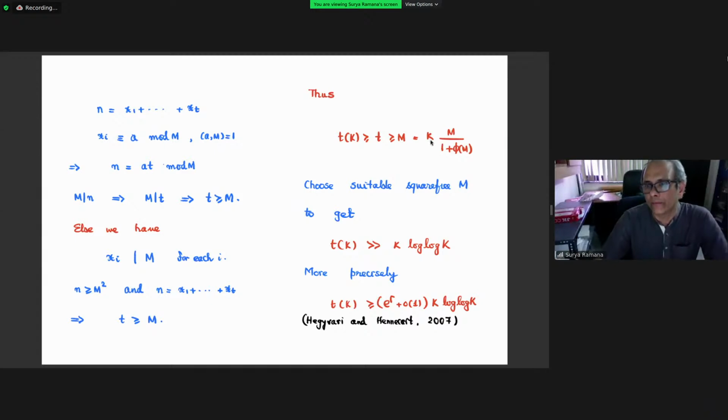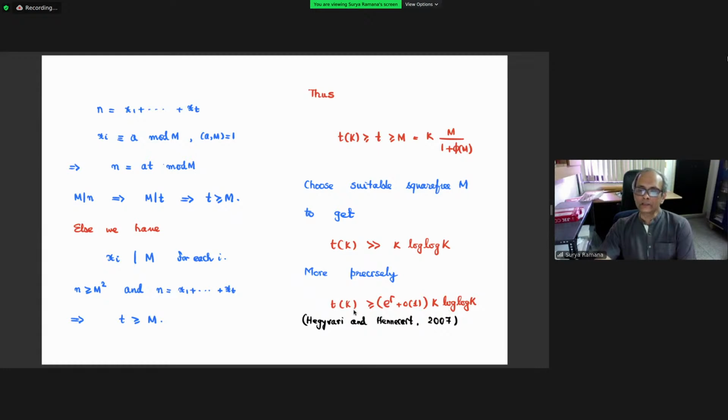And since, of course, we can write m as k times m over 1 plus phi(m), because 1 plus phi(m) is the definition of k, and then you choose a suitable squarefree m dependent on k, you can see that t_k is at least k log k. Okay, you can make a more refined calculation, and indeed this is what Egami and Enkar did in the first paper written on the subject of Sárközy's problem, and they proved that t_k is at least e to the gamma, the usual constant that appears in prime number theory, times k log k.